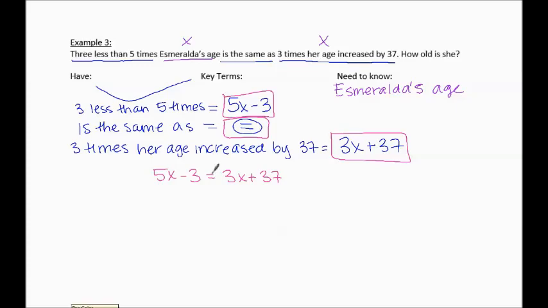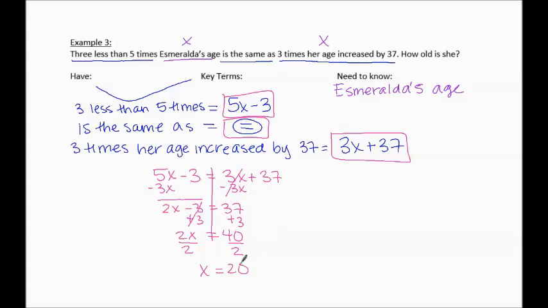So let's go ahead and solve this equation. We have variables on both sides. We want to get the variables all on one side. So I'm going to subtract 3x from both sides. I get 2x minus 3 equals 37, plus 3 to both sides. 2x equals 40. Divide both sides by 2. X is equal to 20. So that means Esmeralda's age, she is 20 years old.